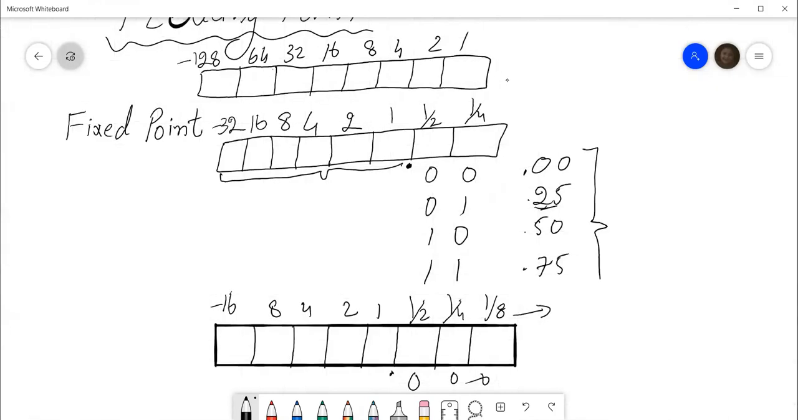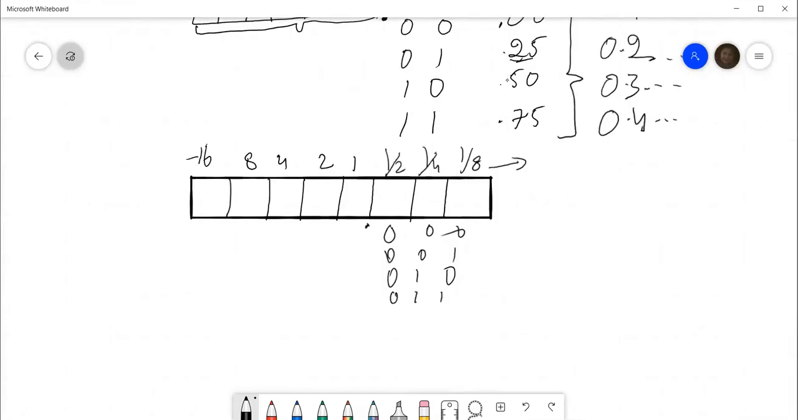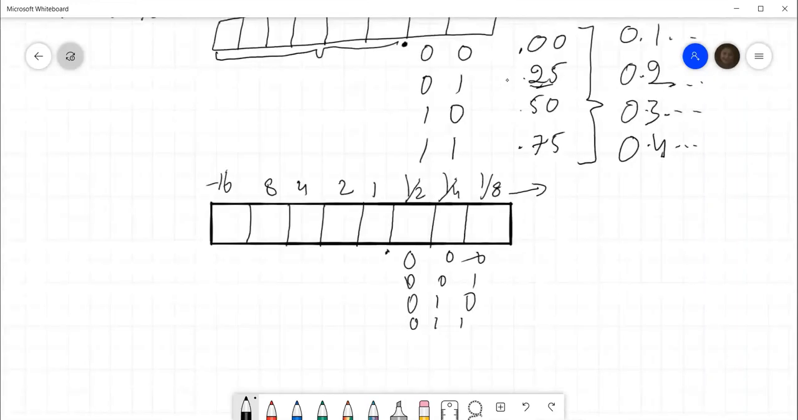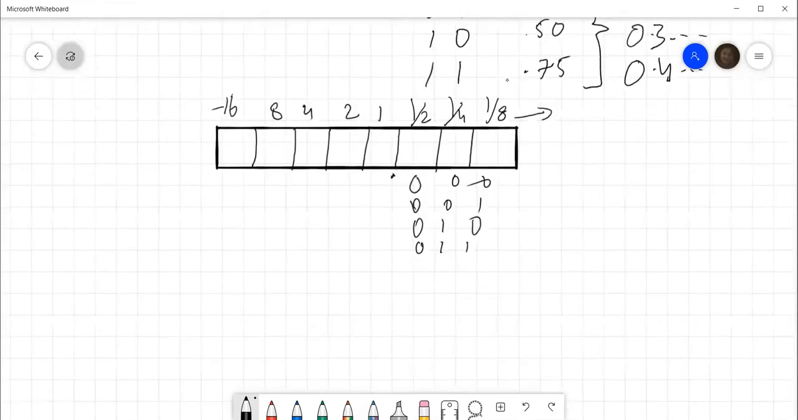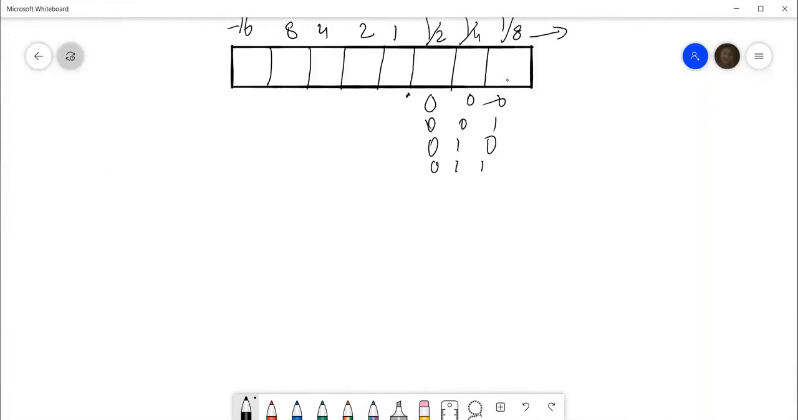let's discuss a problem over here, and that is I cannot represent 0.1 with this representation. I cannot represent 0.2 with this representation. I cannot represent 0.3, I cannot represent 0.4, and many more. Likewise, here we will have problems where we will not be able to represent many things.